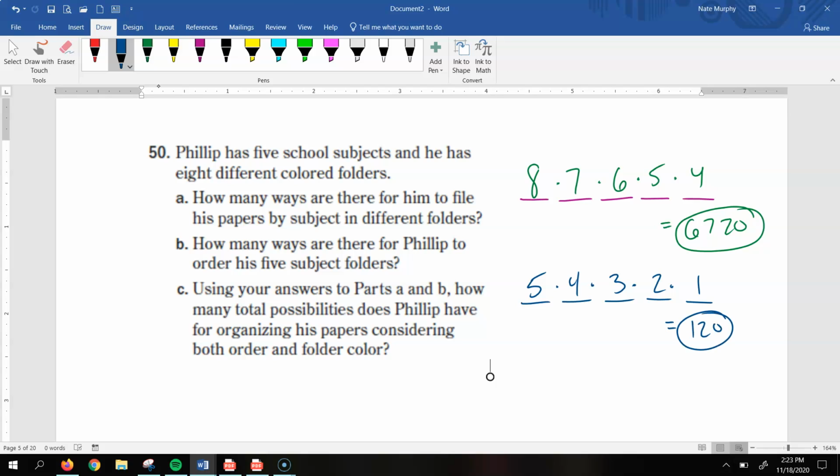Now, using your answers for part A and B, how many total possibilities does Philip have for organizing his papers considering both order and folder color? So for this one, we're just going to multiply, because this, again, ties into something that, well, I guess we have talked about. We're looking at the probability of arranging them by color and subject. So we're going to multiply those two numbers together. We're just going to take 6,720 times 120.